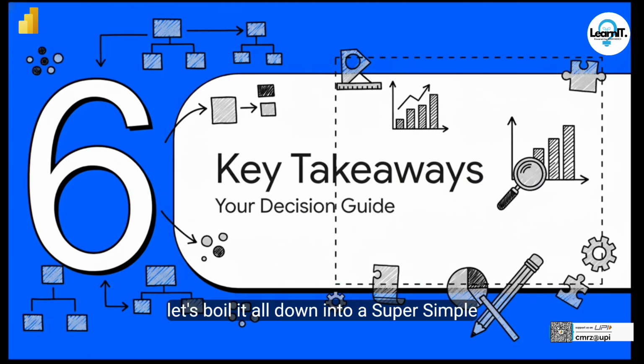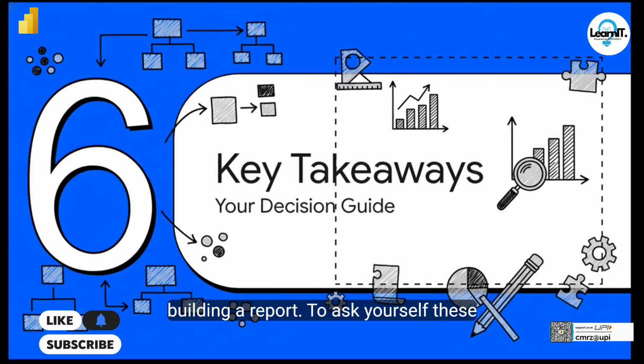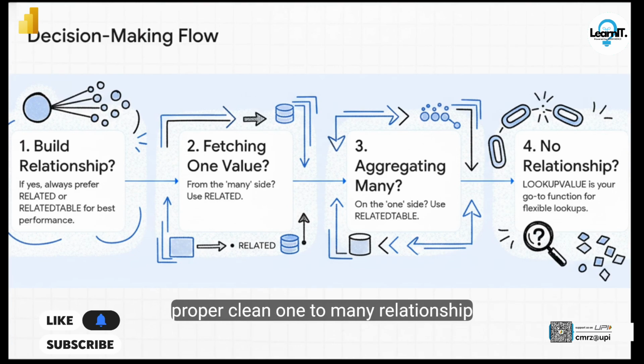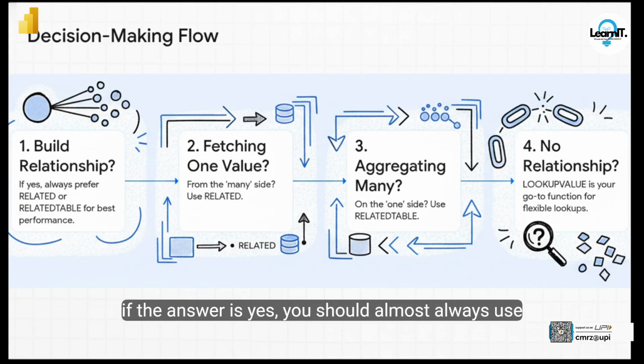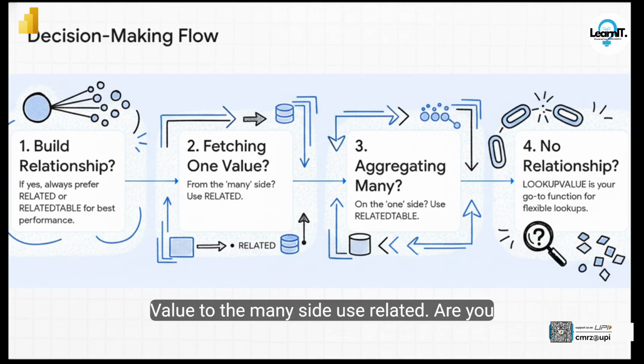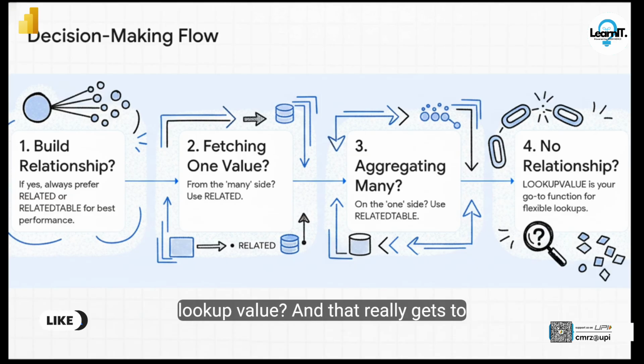So let's boil it all down into a super simple, actionable guide that you can use every single time you're building a report. Just ask yourself these questions in this exact order. First, and most importantly, can I build a proper, clean, one-to-many relationship? If the answer is yes, you should almost always use it. It is by far the most efficient path. From there, it's simple. Are you pulling one value to the many side? Use RELATED. Are you summarizing many values on the one side? Use RELATEDTABLE. And only if the answer to that first question is no, should you reach for LOOKUPVALUE.